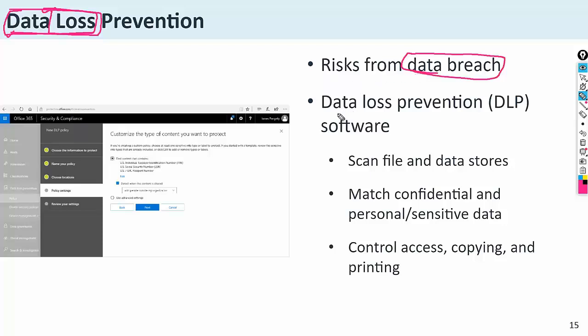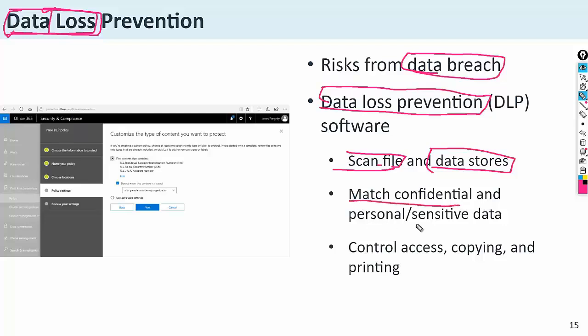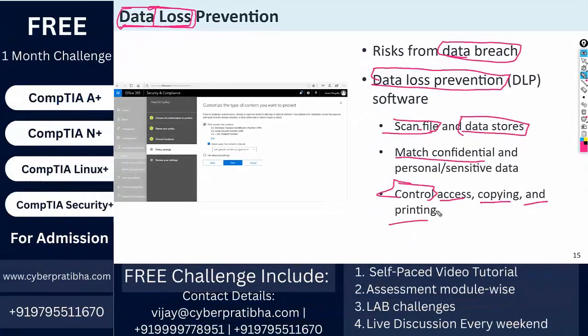So there is some software which can be used for data loss prevention. This software will scan the files and the data stores, like doing a backup, copying the files. It will scan the files and the data storage, and also match confidential and personal sensitive data. After that it uses controls over who can access, copy and print the specific data.